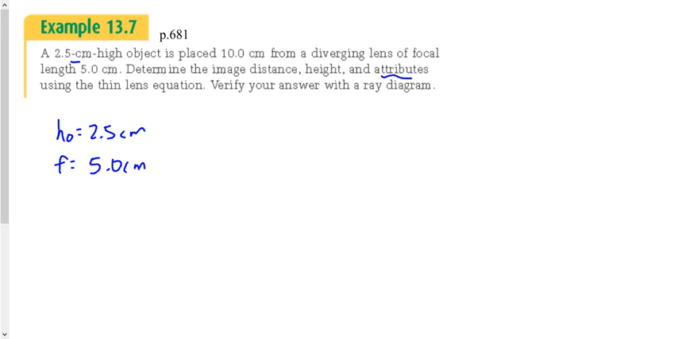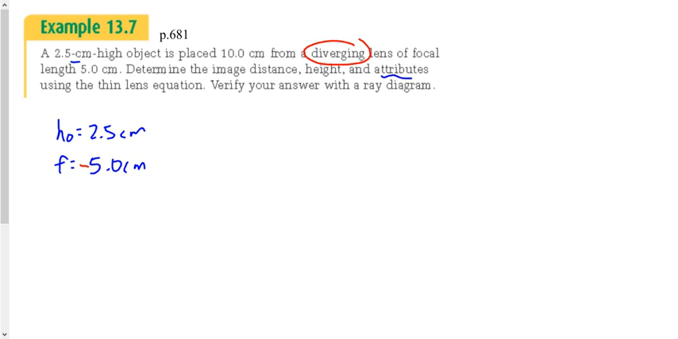Whenever you get one of these questions, it's a good idea to right away circle what type it is, diverging or converging. If it's diverging, then that means the focal length is -5, not +5. If you miss that, you will get this question completely wrong. That one small thing makes everything in this question wrong.